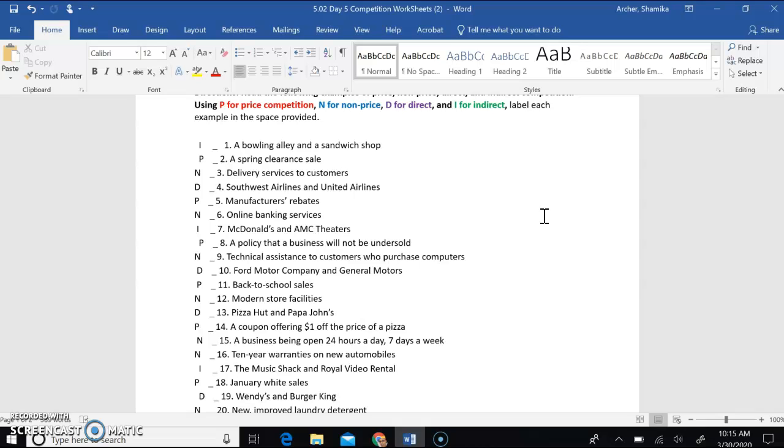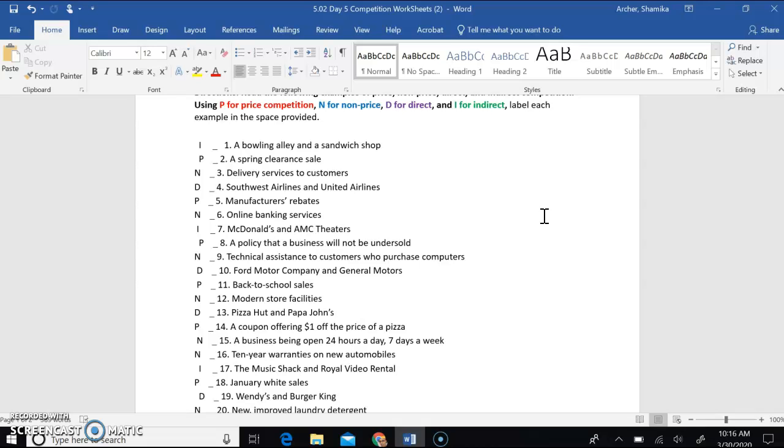10 is D. You're looking at Ford Motor Company and General Motors. Two car brands competing back and forth. 11, back to school sales. Again, that is P, price, because they are competing back and forth for your money on back to school sales. 12, we're looking at modern store facilities. So again, this is non-price. They're offering a more upgraded type of area to shop at. 13, Pizza Hut, Papa John's. They both sell pizzas and breadsticks and salads and all that great stuff. So of course it is D, direct.